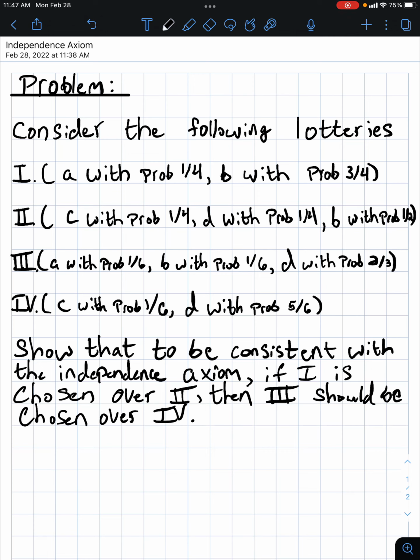Show that to be consistent with the independence axiom, if 1 is chosen over 2, then 3 should be chosen over 4. Now pause this video, take a few minutes, and solve this problem.